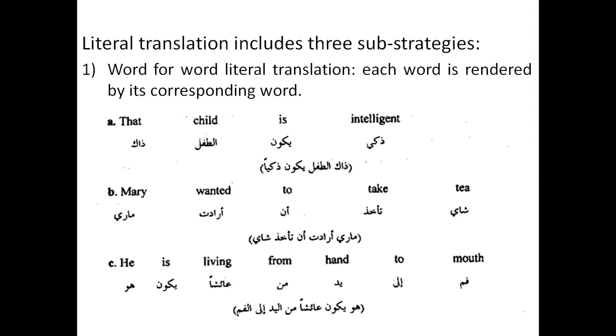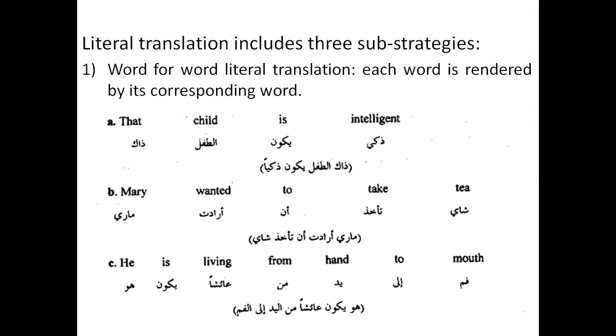There are drawbacks to this strategy. Look at: Mary wanted to take tea. Mary wanted أرادت, to أن, take تأخذ, tea الشاي: ماري أرادت أن تأخذ الشاي. This translation is non-idiomatic. In Arabic, we don't say تأخذ الشاي. We say تشرب الشاي, for example. So at the idiomatic level, this strategy ignores the idiomaticity of certain expressions.